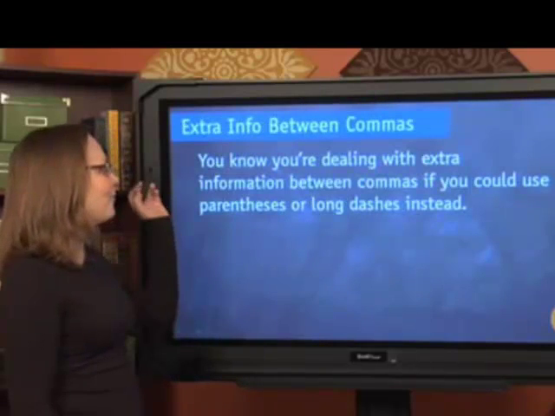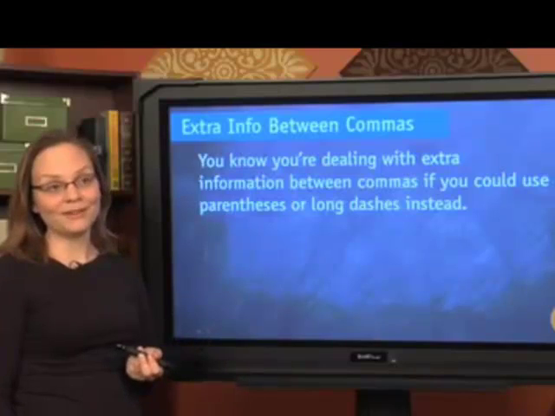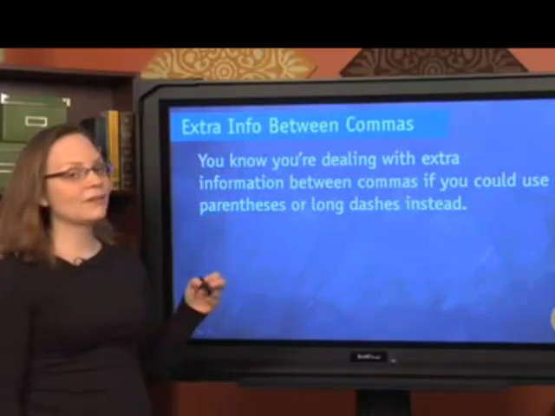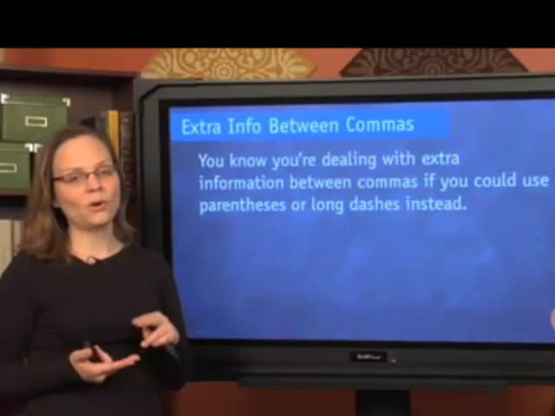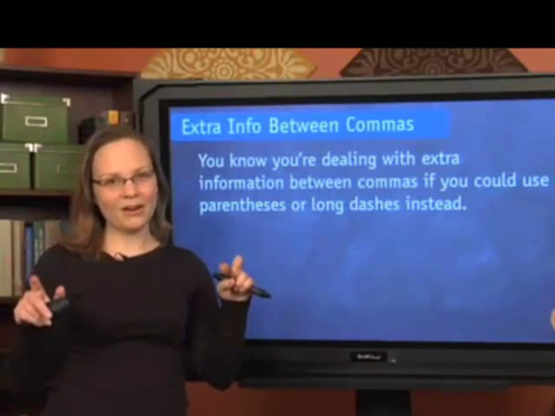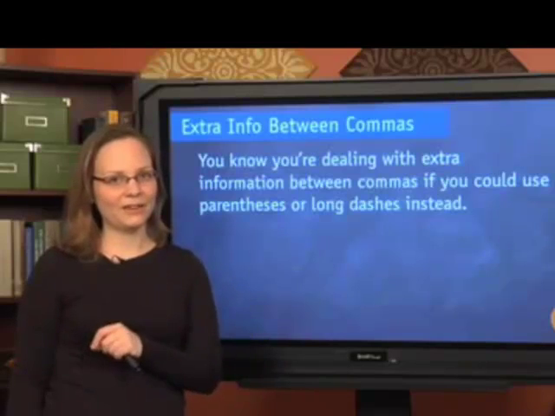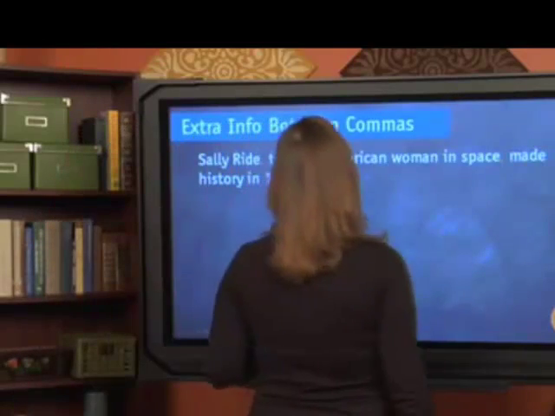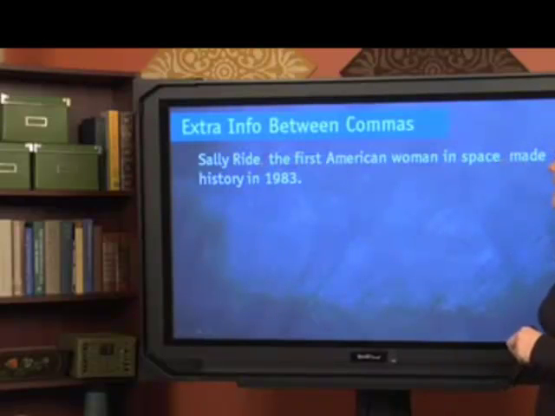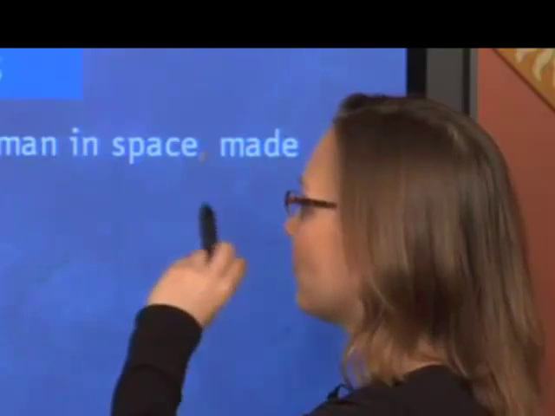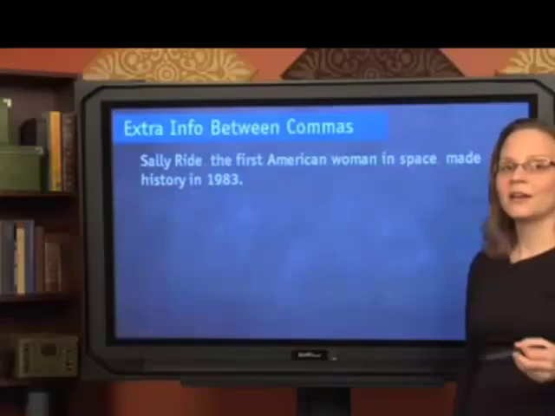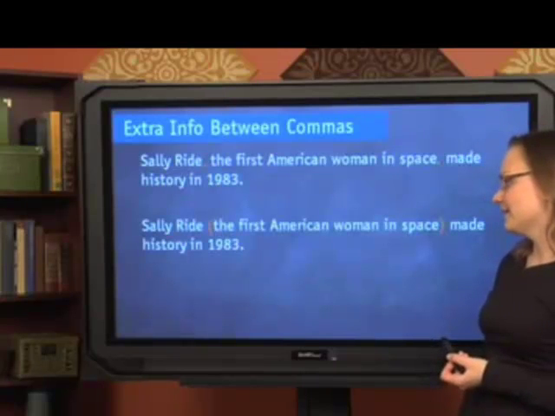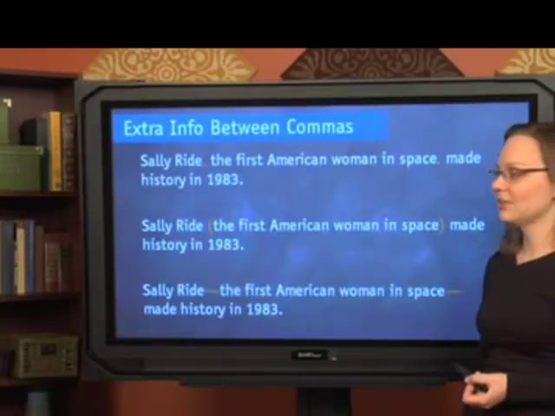First of all, what does this mean, extra information between commas? You know you're dealing with extra information between commas if you could use parentheses or long dashes in place of the pair of commas. Let me show you what that looks like. Sally Ride, the first American woman in space, made history in 1983. Now, the first American woman in space is going to be quote-unquote extra information between commas because I could also write it with parentheses and I could also write it with long dashes.